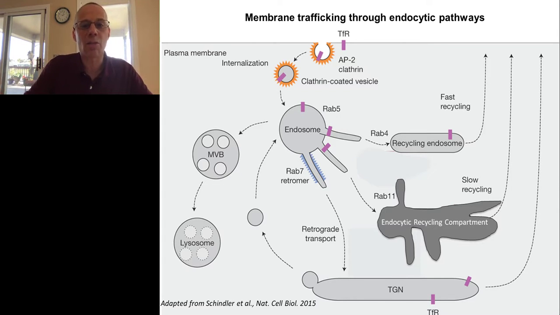However, this sorting into the recycling pathway, depending on the receptor and different circumstances within the cell, can also lead the receptors in the sorting endosome to be sorted to different fates. And the other fate shown here on the left side of the slide to the MVB or multivesicular body, and then on to the lysosome, leads to the degradation of these specific receptors.